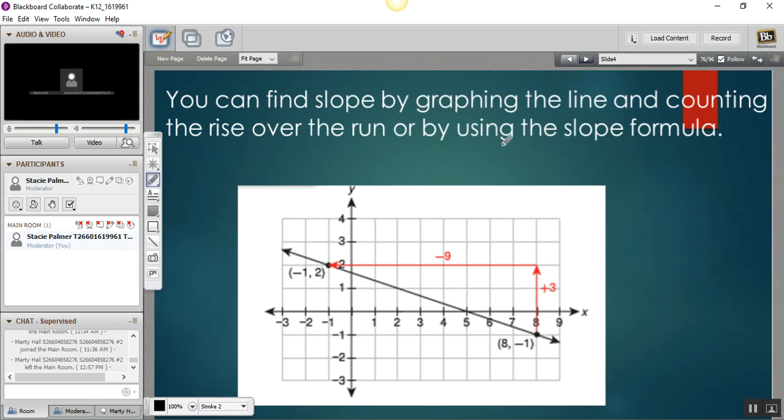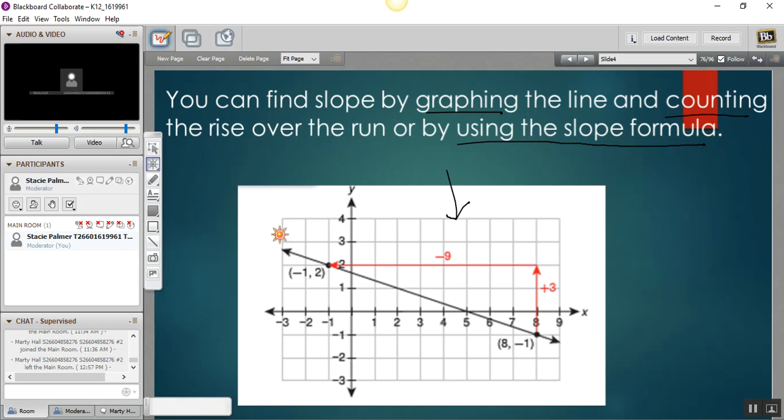So we can actually find the slope by graphing the line and counting the rise over the run, or by using the slope formula. And we're going to talk about both of these different ways today. So one of them is by graphing and counting. The other one is by using the slope formula. Okay? So let's say we want to find the slope of this line right here.